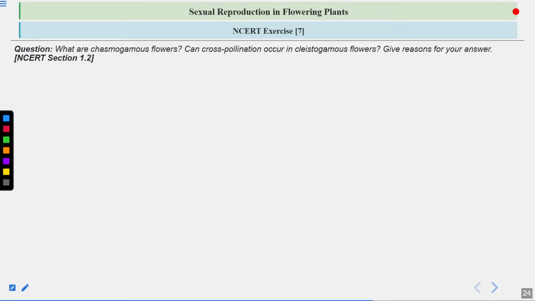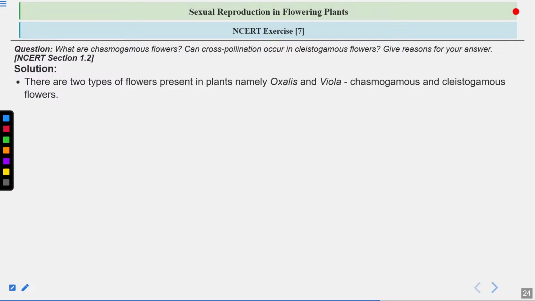So let us see the answer of this question. What is a chasmogamous flower? There are 2 types of flowers present in plants such as Oxalis and Viola: chasmogamous and cleistogamous flowers. So there are 2 species names given, Oxalis and Viola. Can anyone give me the third name of a plant that bears the 2 different types of flowers, chasmogamous and cleistogamous? Both flowers are present in the same plant. So 2 examples are here, Oxalis and Viola.